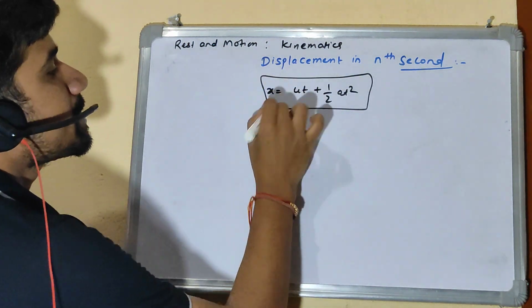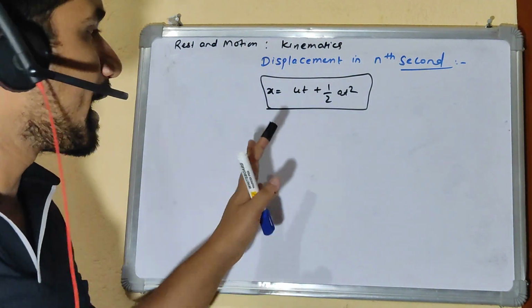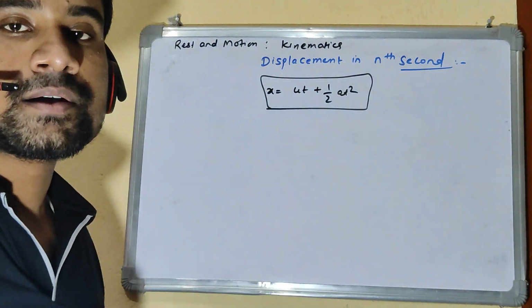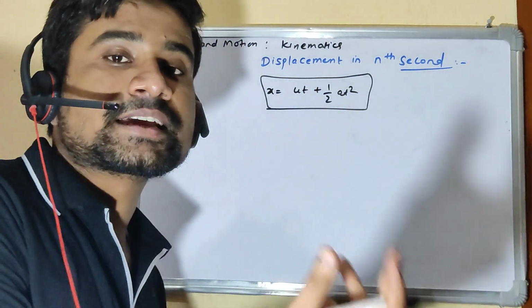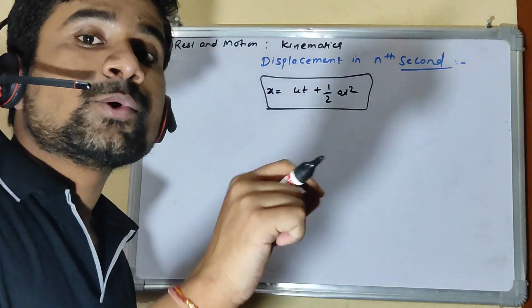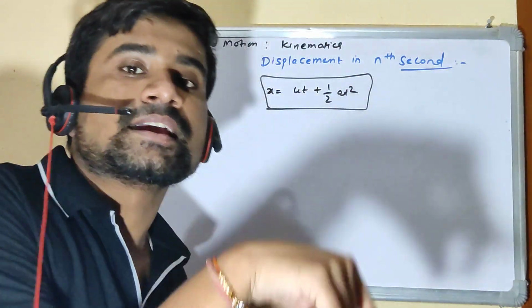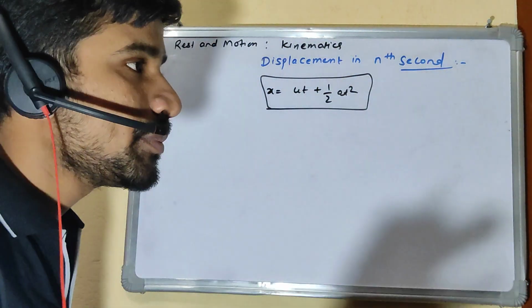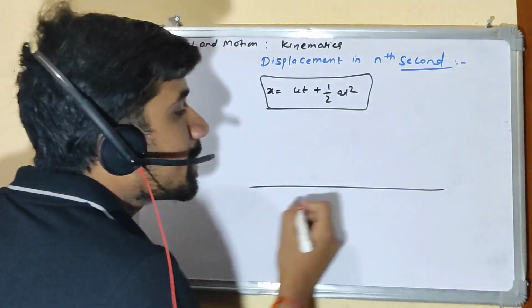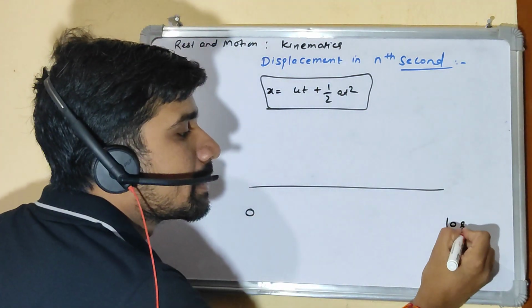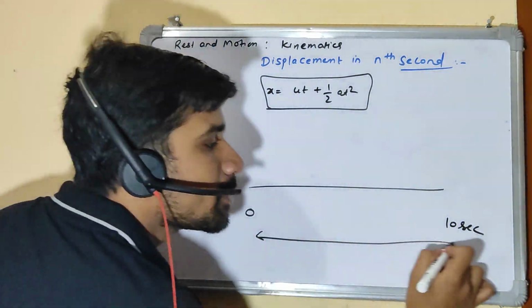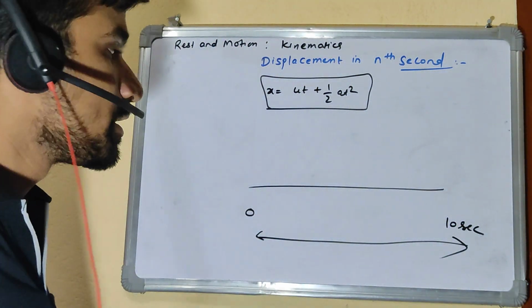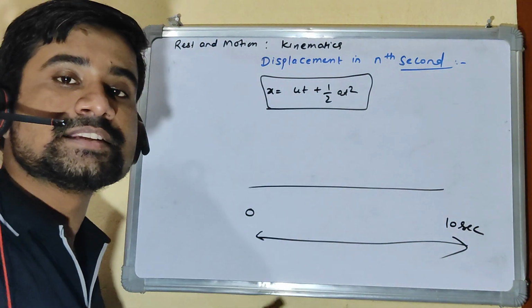if I am given acceleration, initial velocity and time, I can derive the distance traveled. But I can say what is the distance traveled in t seconds, but I can't say what is the distance traveled at the tth second. Let me give an example. If an object travels from 0 to 10 seconds, I can easily calculate how much distance it travels from 0 to 10 seconds, which basically means in this duration.